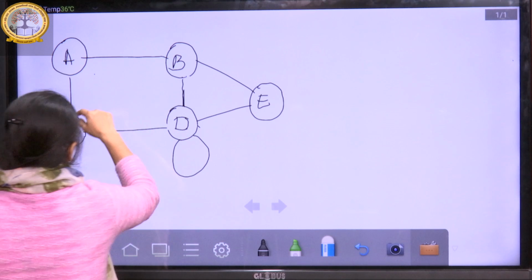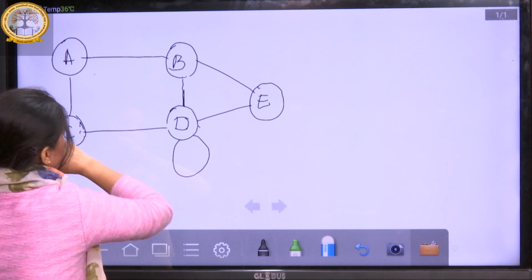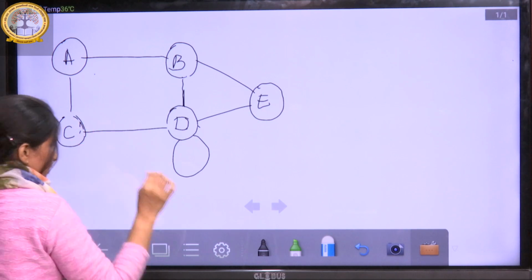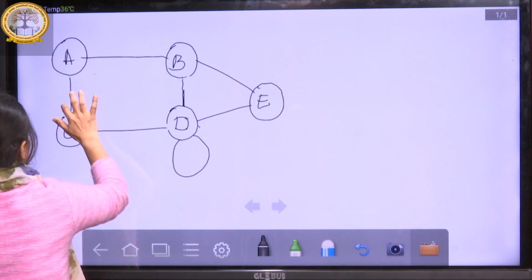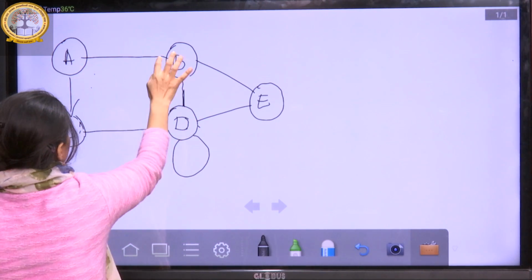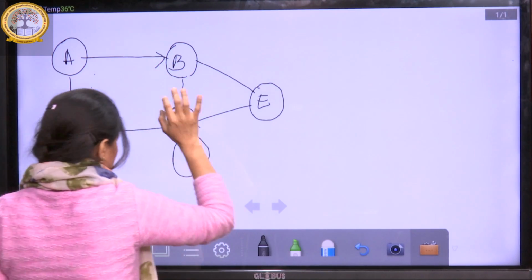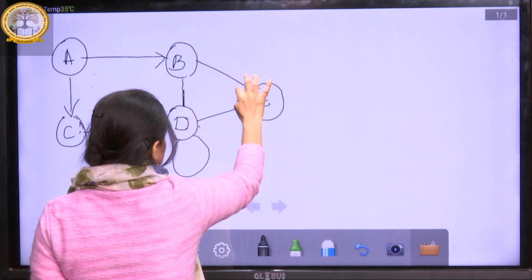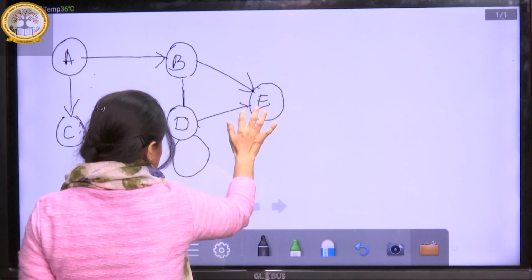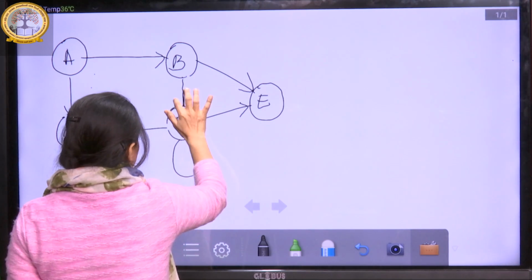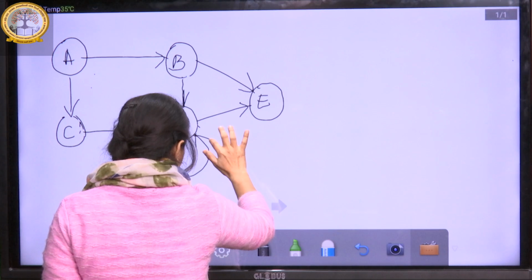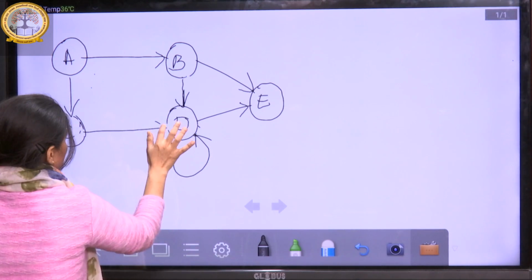For the same graph, I am going to make a direction from A to C. Okay. From A to C, from A to D, from B to D, from D to E, from B to D, D to B, and C to D.